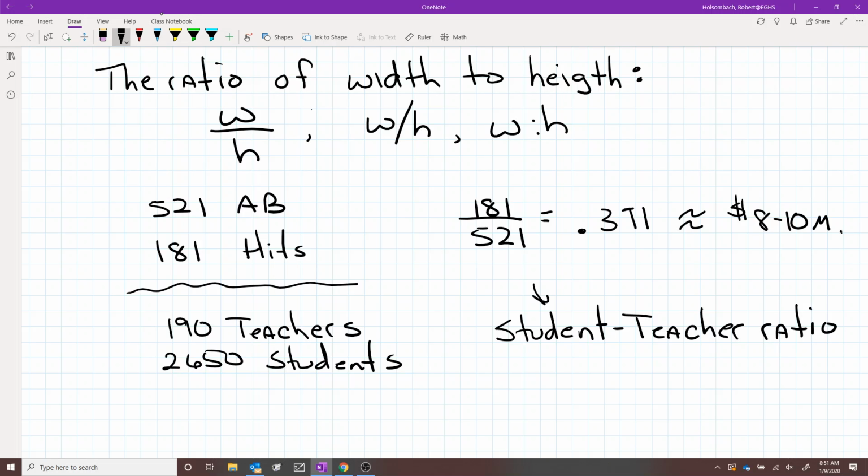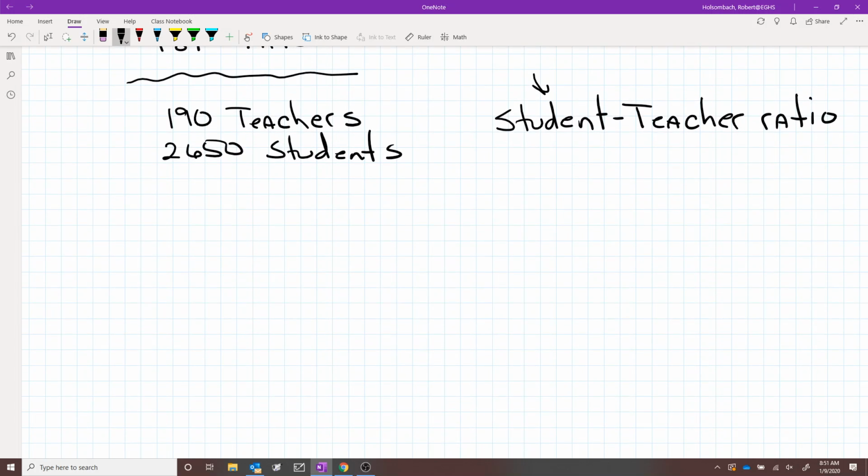So your students are going to go in the numerator. Student-to-teacher ratio. Students go in the numerator. So we got 2,650 students. Teachers, we got 190. And if we divide that out, we got 2,650 divided by 190. And that's about 14 to 1. So that can be written this way as well. 14 to 1. So about 14 students for every teacher.